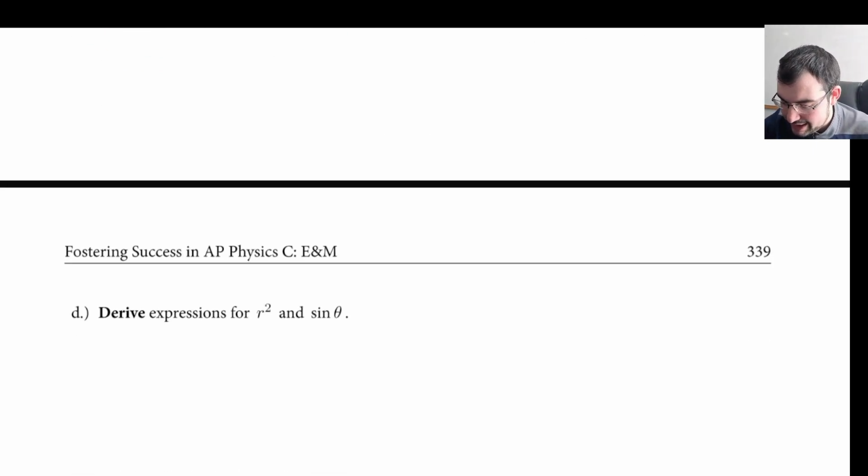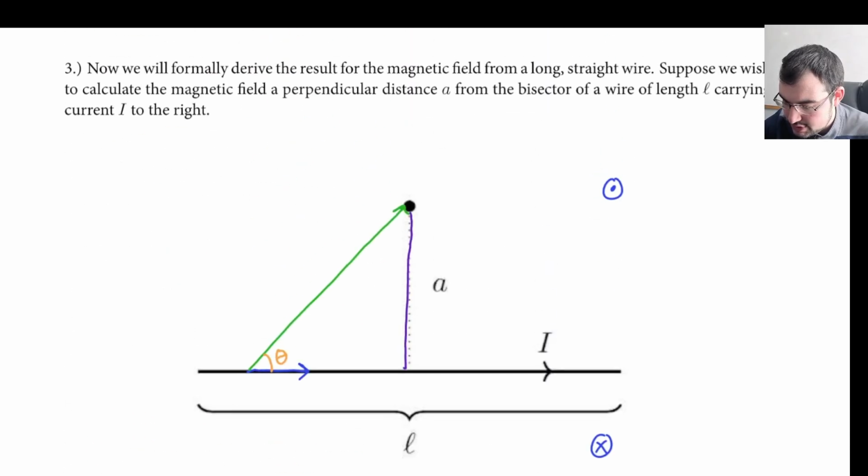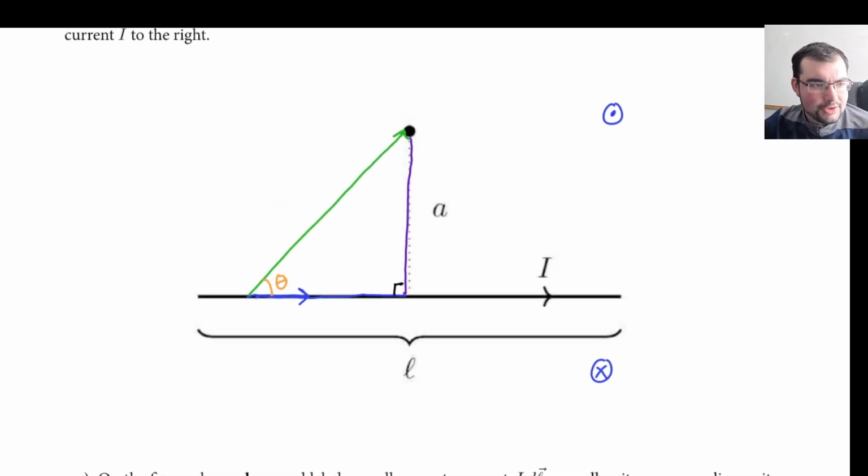All right, of course, now we got to derive our expressions for r squared and sine theta. So, well, we got ourselves a nice little triangle here, so it's time to define some quantities. So let's call x the distance from the midpoint. So we're going to call this x. And of course, if we have the two legs, we can use our good friend Pythagoras to get the hypotenuse length. So that sets up our triangle.